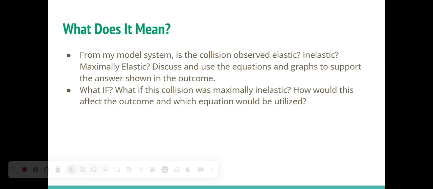It means that one object hit the other and they both have a new velocity. So what if this collision was maximally inelastic? How would this affect the outcome and which equation would be utilized? So if this collision was maximally inelastic, that means that the two masses would have stuck together at the end, and it means that a variation of the equation, m1v1 plus m2v2, would actually equal m3 v final.